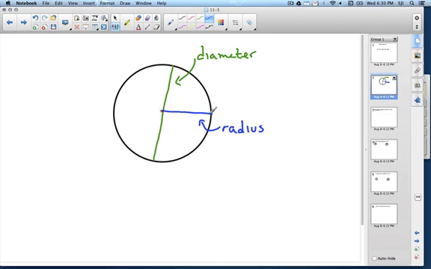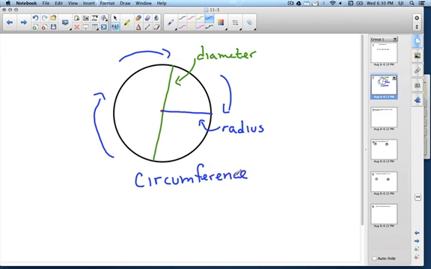So if I were to make this blue line into a diameter, I'd have to draw another line over here that would also be a radius. The last word that we need to know about is the distance all the way around the outside edge of the circle, which is known as the circumference. And it's just a fancy word for perimeter. In other words, it's the distance around the outside edge of the circle. If you were to walk around the outside edge of this circle, you would travel the circumference of the circle.